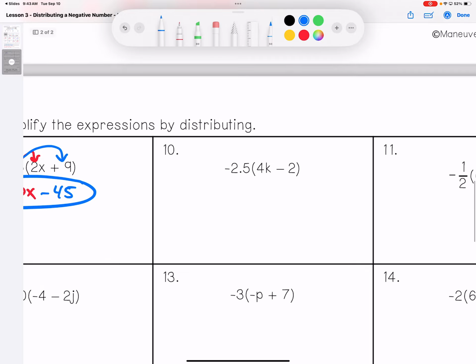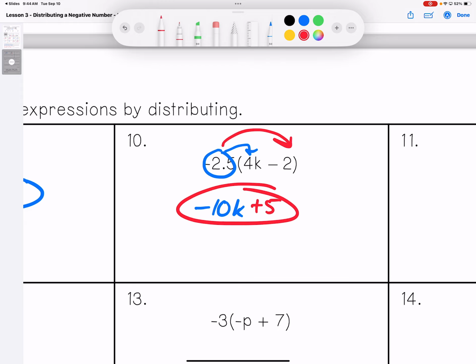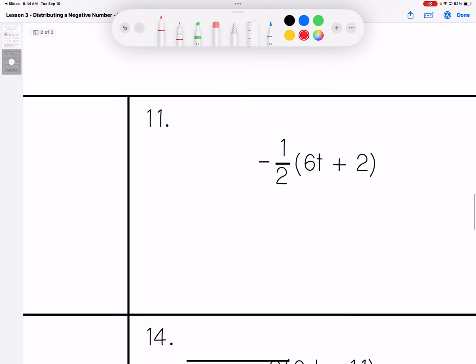All right, welcome back. I'm going to work out 10 through 14. Negative 2.5 times 4k is a negative 10k. And then negative 2.5 times a negative 2 gives me a positive 5. Why positive 5? Because two negatives make a positive.